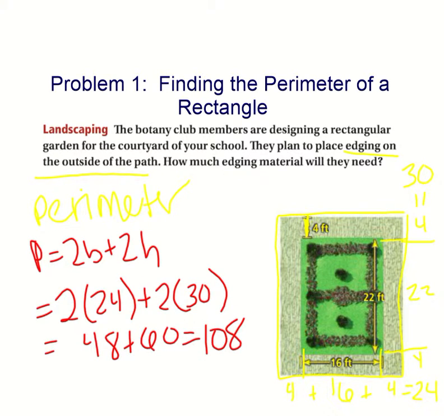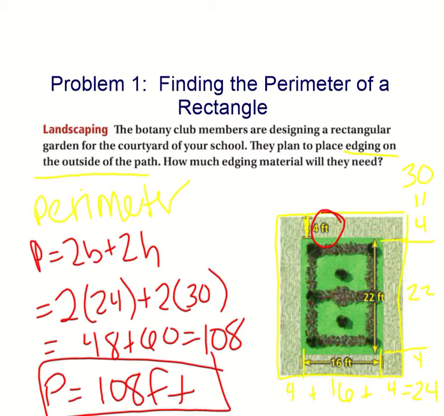Now remember that 108 is not your final answer. When we look at these labels, they were feet, and since it's perimeter, we're only talking about one dimension, so we're talking about just 108 feet.